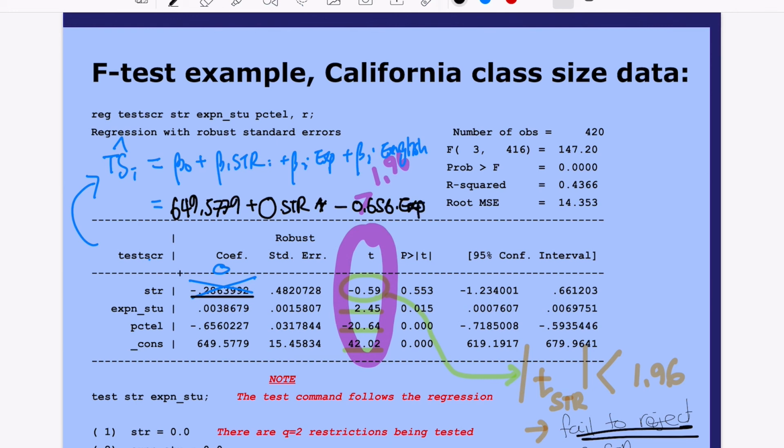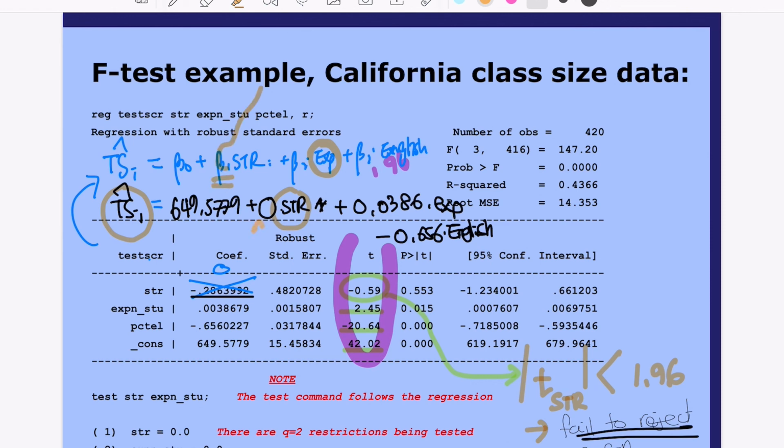Plus 0.03864 times expenditure, negative 0.656 times percentage English learner. So our equation should look like this. But what is missing? We really wanted to know the relationship between this one and that one. And by adding this new regressor into the model, the significance of beta 1 disappeared and it just became 0, no impact. So what should we do?